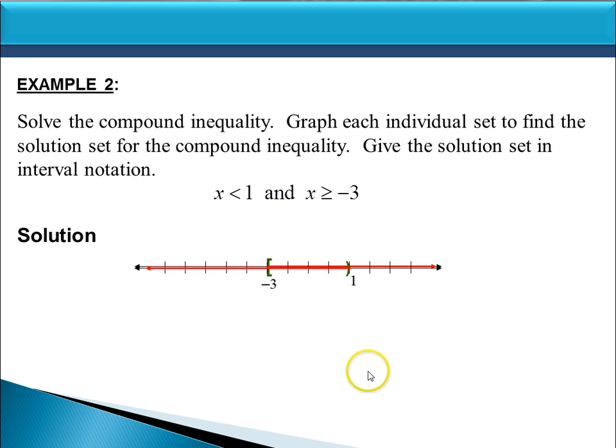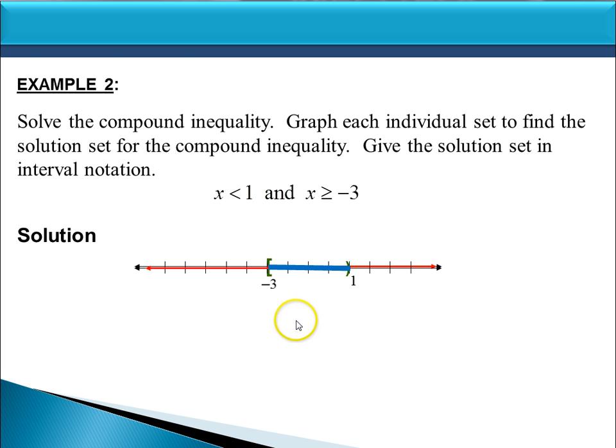We're picking up the bottom one, laying it on top of the top one, and then notice this area between the -3 and the 1 is the overlap. Those are all the x's that are both less than 1 and at the same time greater than or equal to -3. So that's considered the intersection of those two solution sets.